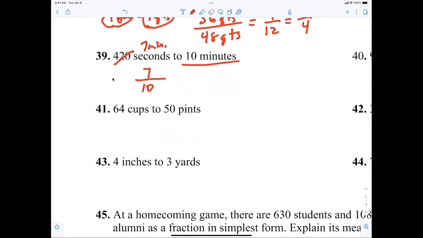All right, 41. Here we go. 64 cups. How many cups in a pint? 2. So if you have 64, if you have 50 pints, you have how many cups? Or if you have 64 cups, how many pints? You have a choice.